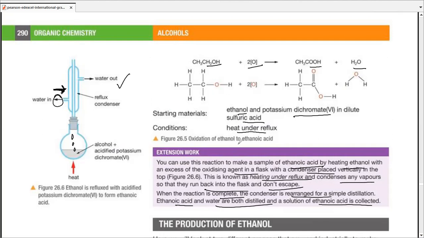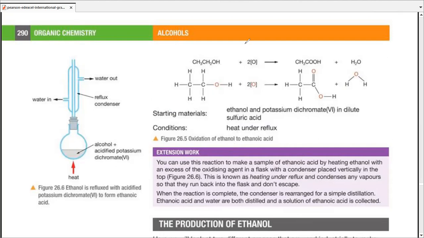So I think it's pretty simple. As soon as we are done with this reaction, we perform a simple distillation. I hope you understand that, right?